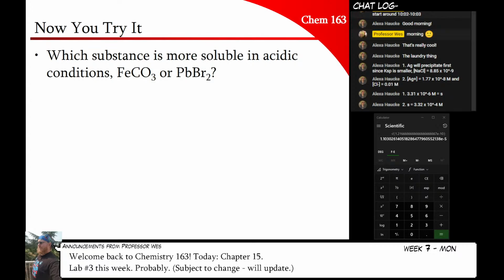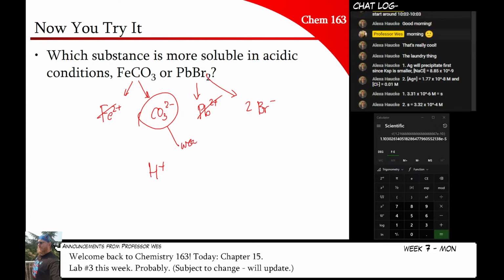All right, which of these will react with acid and increase its solubility? Well, let's look at the ions that it dissociates into. All right, which of these ions will react with an acid? Well, we don't care about the cations because they're already positive. They're not going to react with acid. But of these two, carbonate sure will, because it's a weak base. And this is neutral.